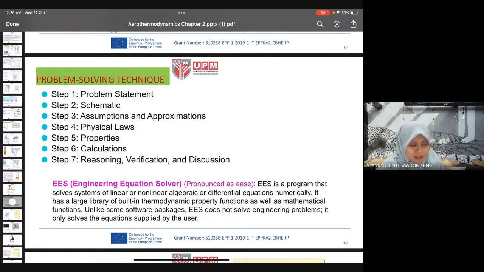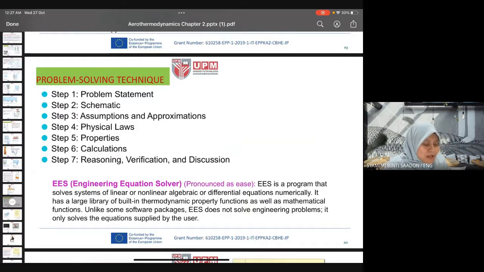So step 1, we choose a problem statement. That's why we need to do a literature review, in order to find out what the current situation is, and what the problem is with the current technology. And then we sketch, if we can, a schematic diagram of the problem, because in thermodynamics we always have to understand the process. So we sketch a schematic diagram of the thermodynamic process of the system that we want to study, the case study.